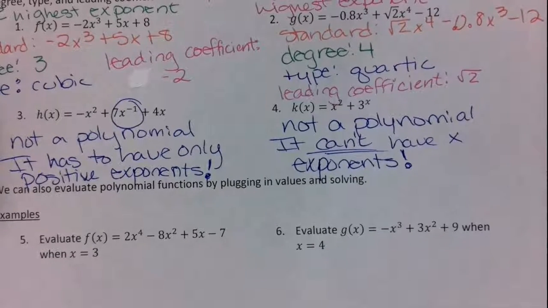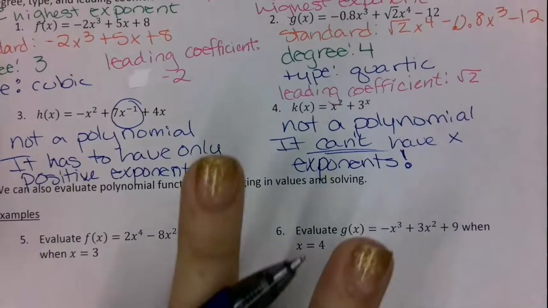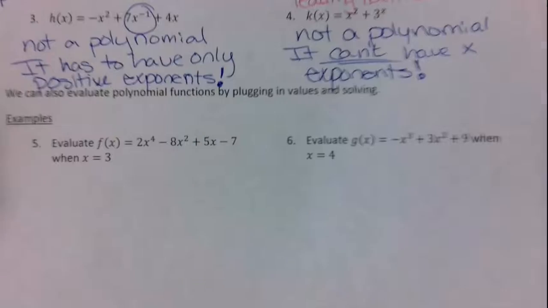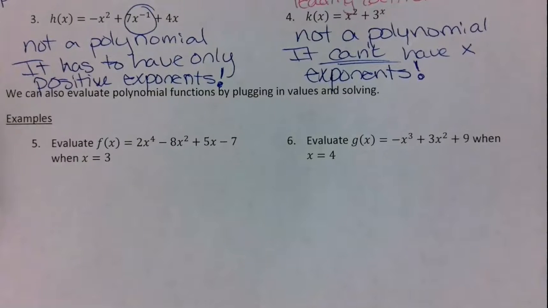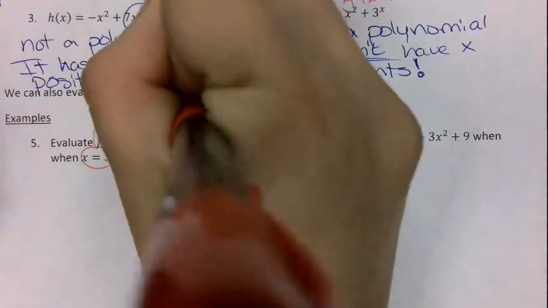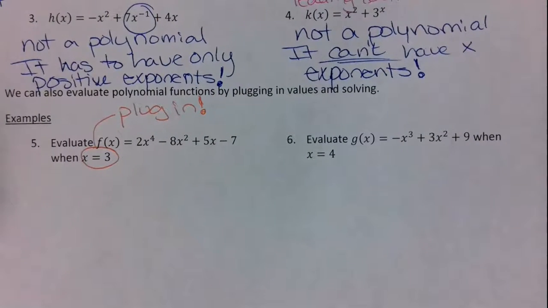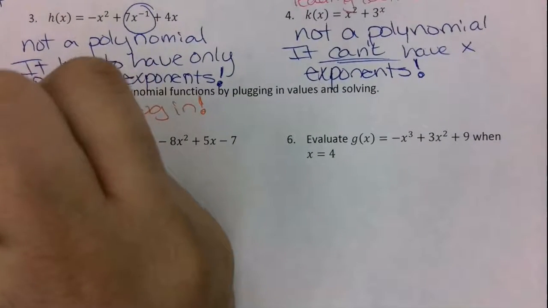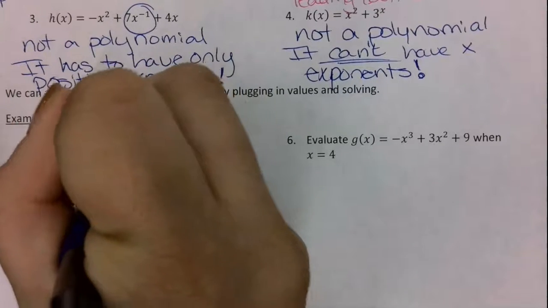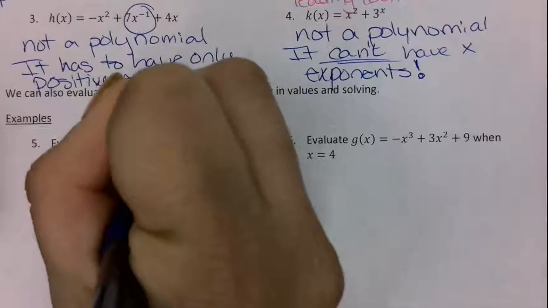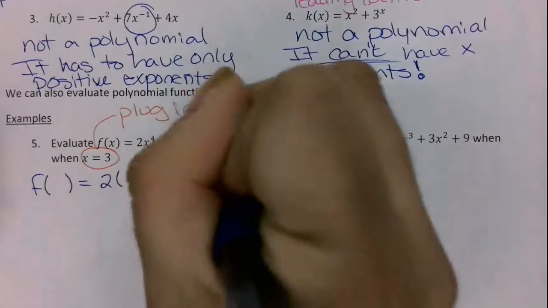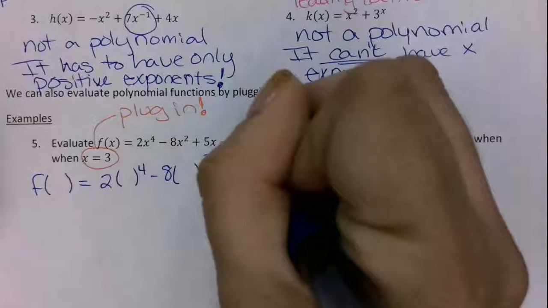Okay, so questions on the first 4. On 5 and 6, it wants me to evaluate, so it means plug in. What I'm going to do is first rewrite this equation, and instead of x, everywhere I have the x, I'm going to replace it with the 3. I'm writing 3 in red.